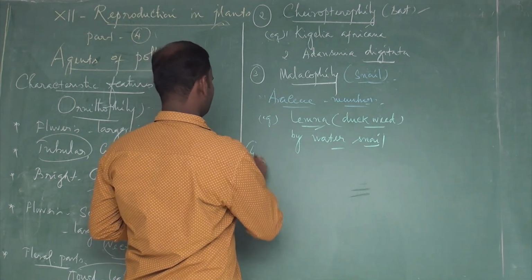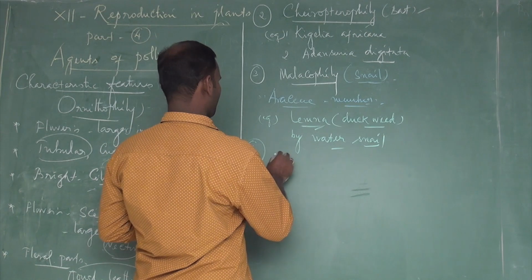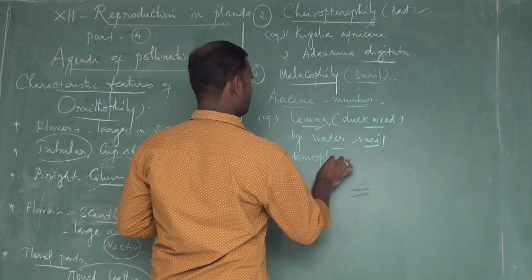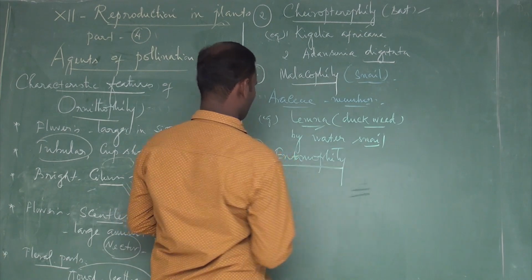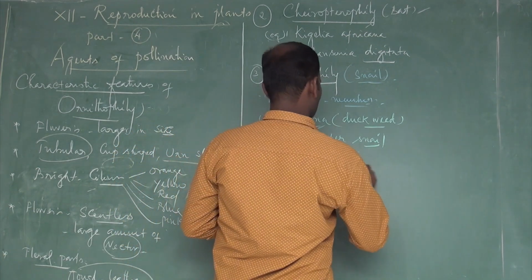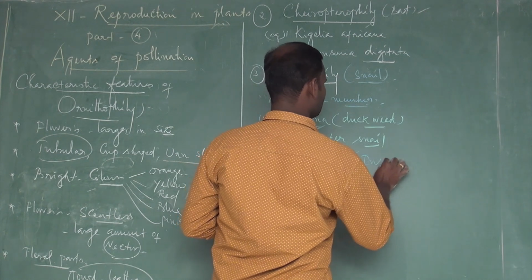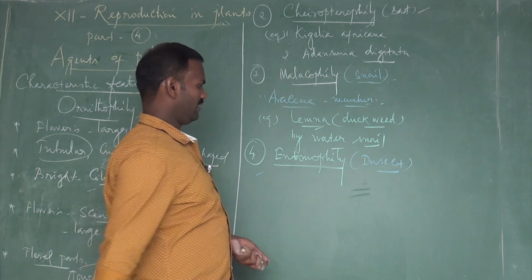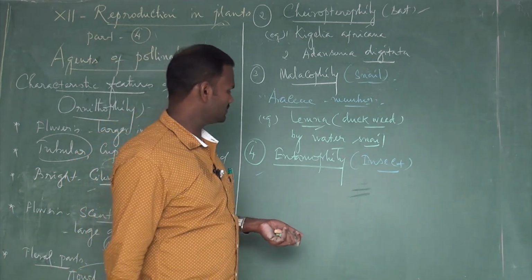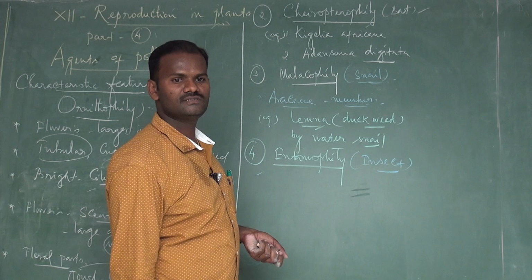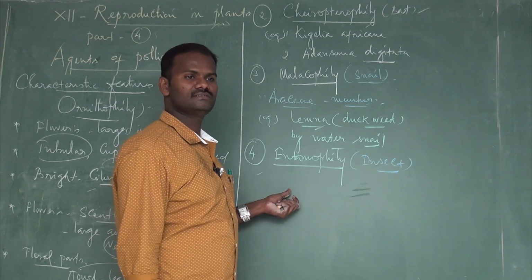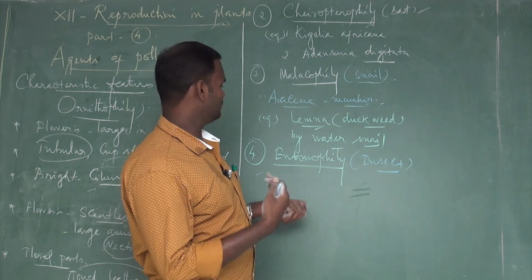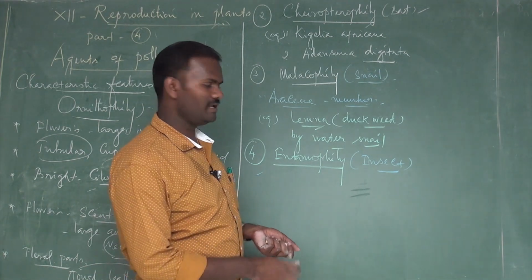The fourth one is insect pollination, Entomophily, pollination by insects. There are a lot of insects involved in pollination. They may be butterflies, flies, beetles, and ants. These are the insects that have been reported in entomophily.